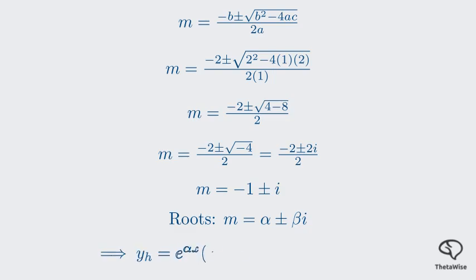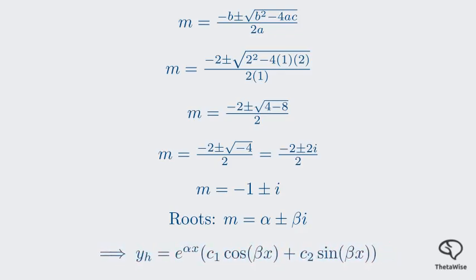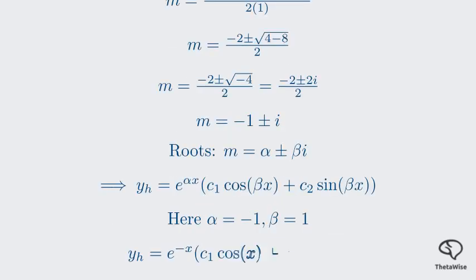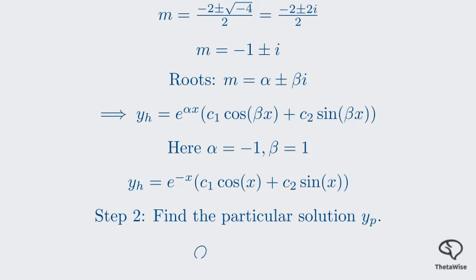Whenever you have complex roots of the form alpha plus or minus beta i, the homogeneous solution is given by e to the alpha x times c1 cosine beta x plus c2 sine beta x. In our case, alpha is negative 1 and beta is 1. So our homogeneous solution is y_h equals e to the negative x times c1 cosine x plus c2 sine x. Now for step 2, finding the particular solution, y_p. We find y_p by looking at the form of the non-homogeneous part, Q(x). In this case, Q(x) is 8e to the 2x.